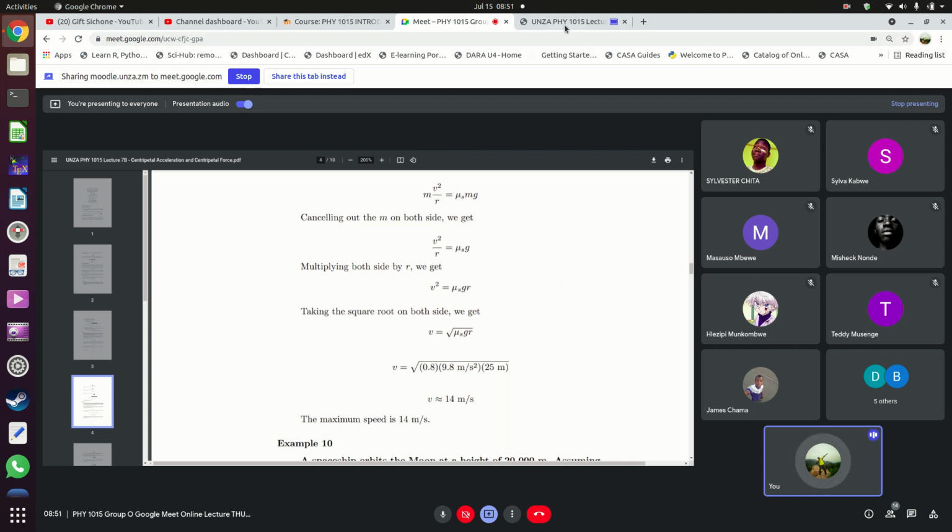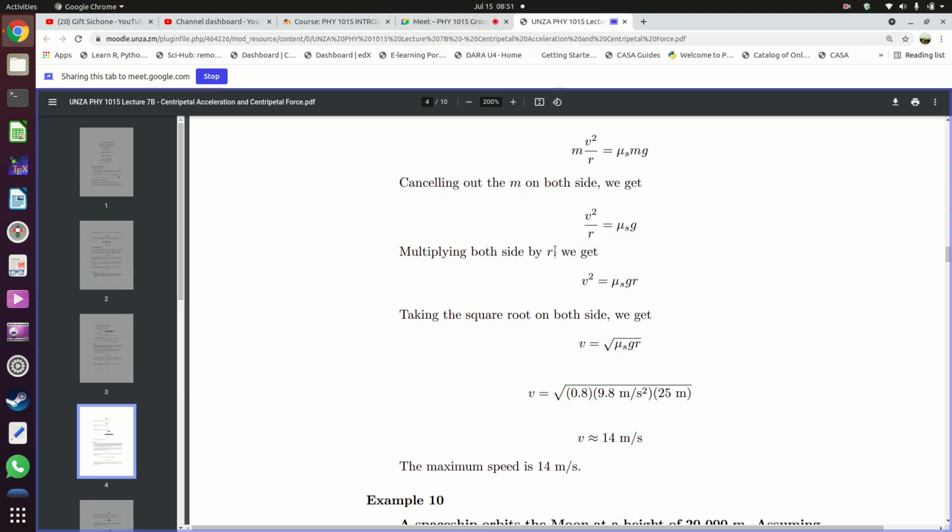So that's what I have to say about roundabouts. The maximum velocity with which you can go round a roundabout depends on the coefficient of friction. It depends on the acceleration due to gravity. It also depends on the radius. So if a roundabout is small, then the velocity is going to be smaller. If a roundabout is large, then the velocity is going to be larger.